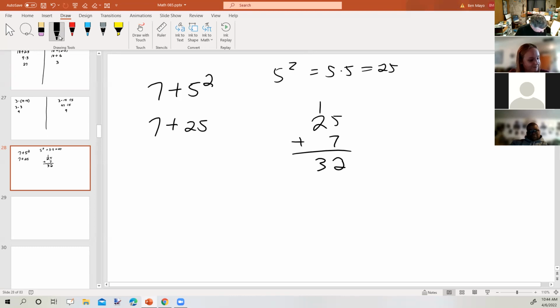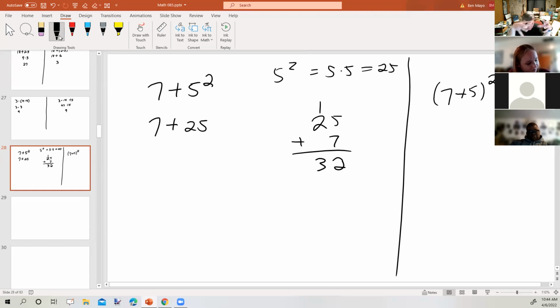Okay. And then let's take a look at this one. 7 plus 5 inside a grouping symbol, and then the whole thing squared. So the parentheses before exponents, 7 plus 5 is 12. 12 squared is 144. Any questions? Still doing okay? All right.